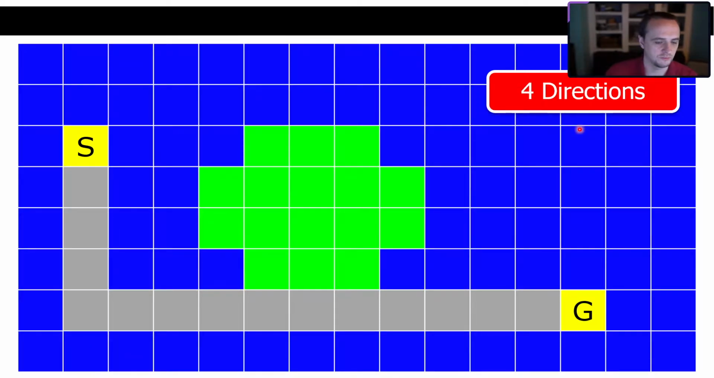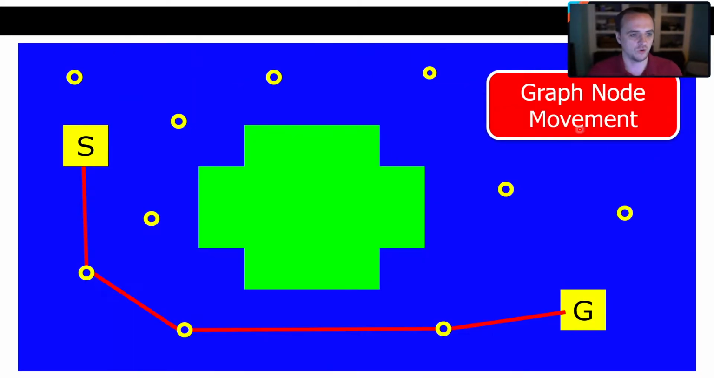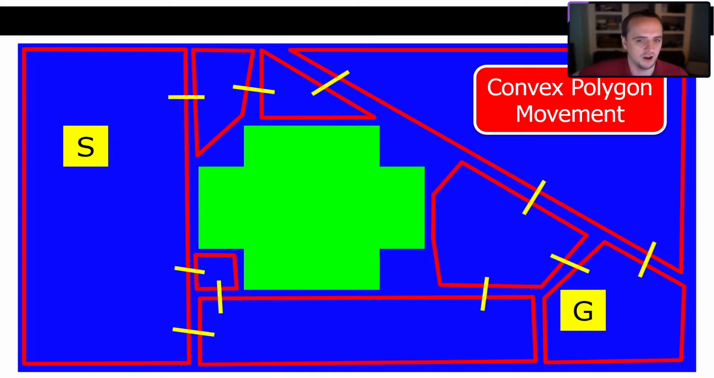Maybe we've got a grid system, and you can only move in 4 directions, right? So maybe we have a Zelda-like game. Or we can move in 8 directions. Or, instead of like a grid, we have a graph structure. And so maybe we have a graph with nodes, and you can only move between certain nodes on a graph. Another representation could be a polygonal representation. So in this one, we could split up the environment into convex polygons. Convex meaning that there are no inward angles, okay? So any vertex can see any other vertex. Nothing will cut it off.